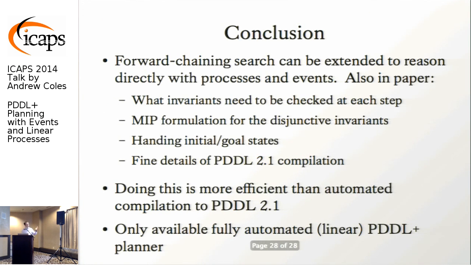So to conclude, we can take a forward chaining planning approach and we can extend it to reason with PDDL+. There's lots of hidden details to do this. I've given you some of them in this talk. Do have a look at the paper. There's precise details of a PDDL 2.1 compilation in there if you want to read it and cry. The key detail is it's more efficient to actually modify the planner than it is to rely on the compilation in this case. And at the end of it, we've got the only fully automated linear PDDL+ planner. Thank you.